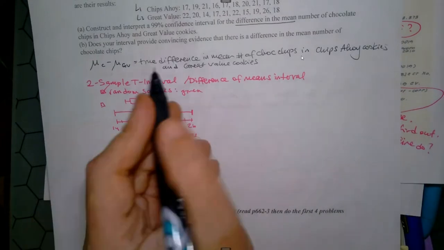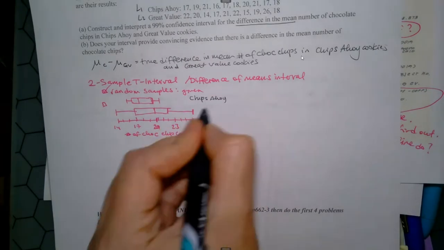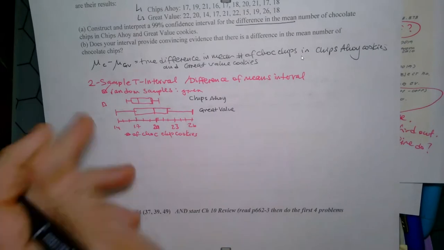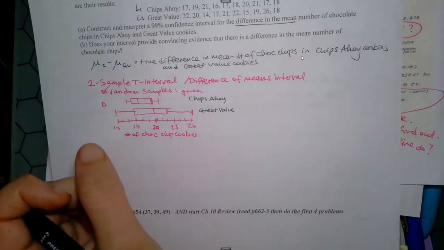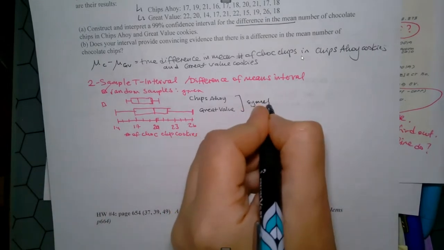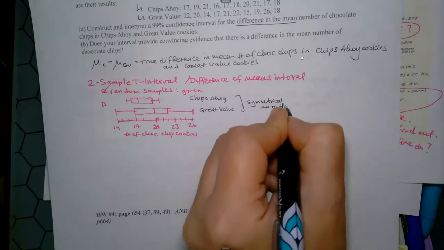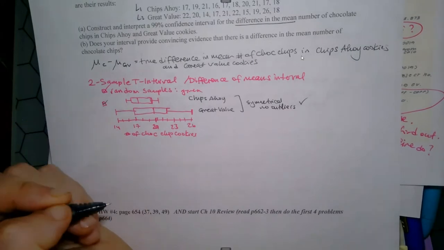So this top one is the Chips Ahoy, and the bottom one is the Great Value. And what I'm noticing is that they're centered similarly, but that this one's definitely more variable, so that might have some kind of effect on our conclusion. But let's go ahead and say both of these are symmetrical. No outliers. So that is what I'm liking about this. It's giving me clues that maybe this is coming from some kind of normal population.